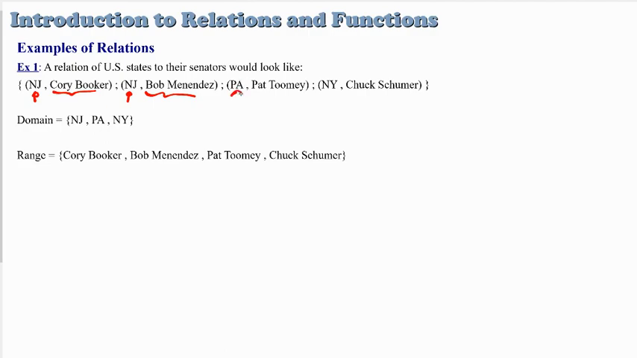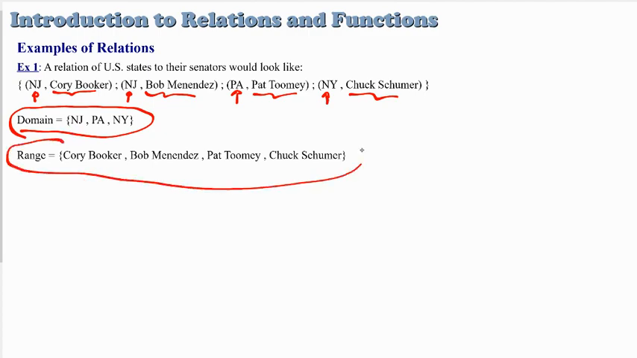And we can go on and look at all of the different states from the domain and all of the different senators from the range. So we see that the states, New Jersey, Pennsylvania, and New York, are the domain for this relation, and that the range, Cory Booker, Bob Menendez, Pat Toomey, and Chuck Schumer, are from the range in this relation.